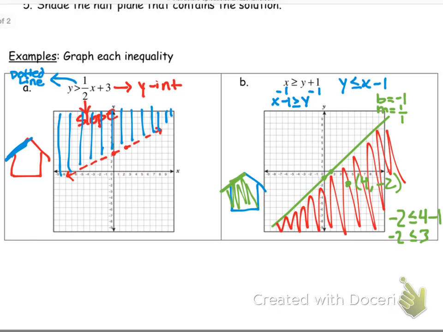If you understand this, then you can move on to the next page. If you still feel like you need to go back to example A or example B to understand the shading and the steps and whatnot, or you want to practice a little bit more, pause or rewind and just take some time to do that.